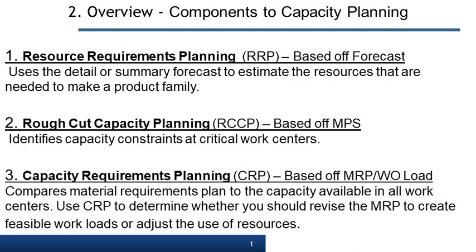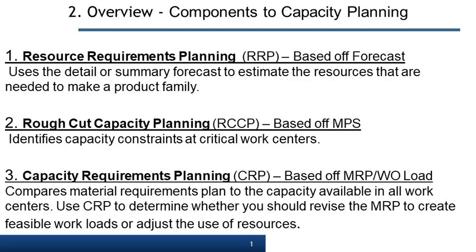The next level is capacity requirements planning. The level below MPS is going to be your MRP. So this is all based off of MRP and work order load, basically your planned load. It compares the material requirements planning to the capacity available in all work centers that are identified. Use CRP to determine whether you should revise that MRP or work order load to create feasible workloads, or make your adjustments to your resources at that point.